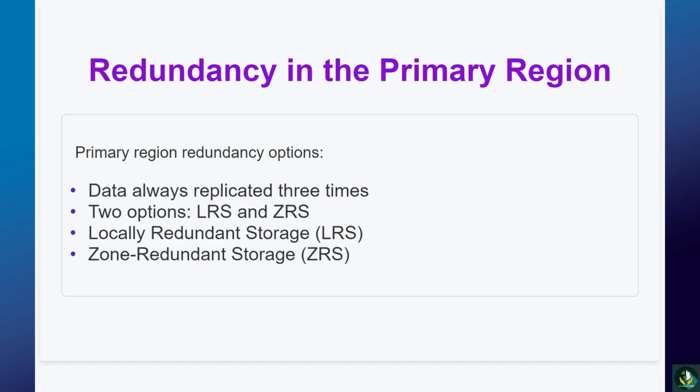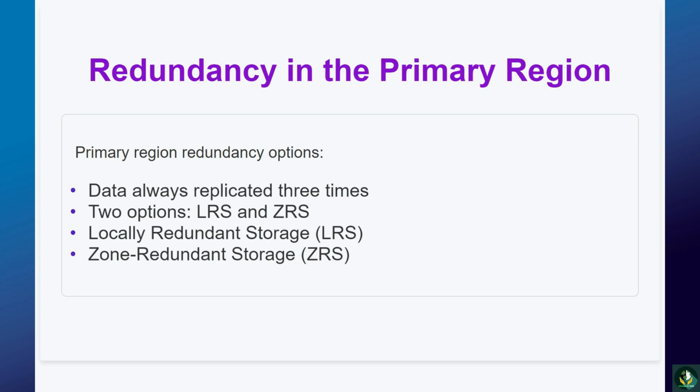When it comes to Azure storage, data protection begins right at home in the primary region. Azure ensures that your data is always replicated 3 times within this region, providing a solid foundation for data durability and availability. This approach safeguards your information against common issues such as hardware failures or network glitches. Azure Storage offers 2 distinct options for data replication within the primary region: locally redundant storage, LRS, and zone redundant storage, ZRS. Each of these options has its own characteristics and use cases, allowing you to choose the one that best fits your specific needs.